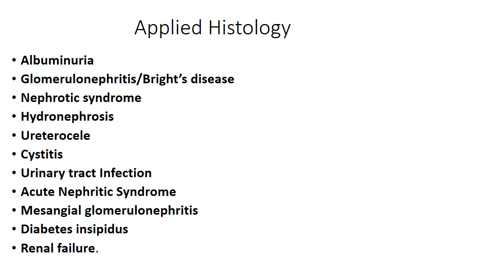Then cystitis is the inflammation of urinary bladder due to bacterial or fungal infection, and it is more common in females because they have shorter urethra, and it's liable to fecal contamination and mechanical trauma. Then the urinary tract infection is also common, and again it is more common in females due to short urethra.